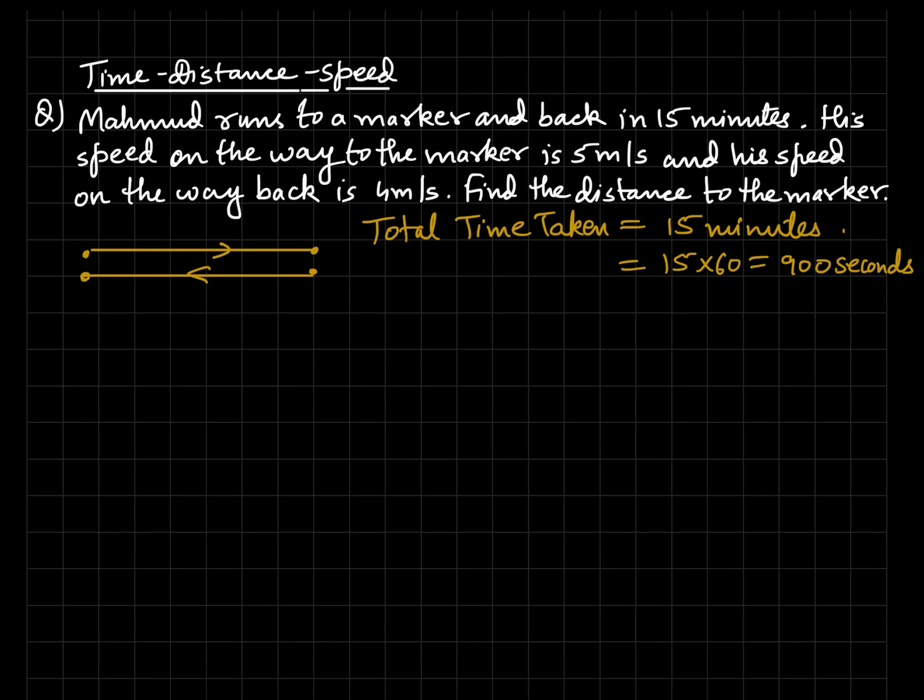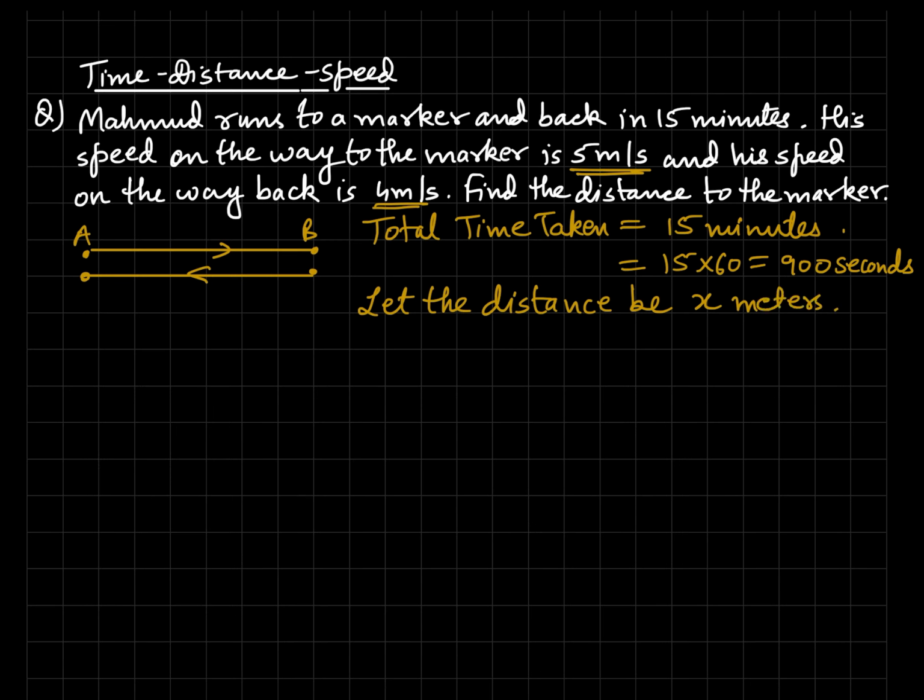Now they have given us his speed on the way. Let the distance be x, because the distance is going to be the same from A to B or from B to A. So let the distance be x meters. We are taking it in meters because speed is given in meters. His speed on the way to the marker is 5 meters per second and way back is 4 meters per second.